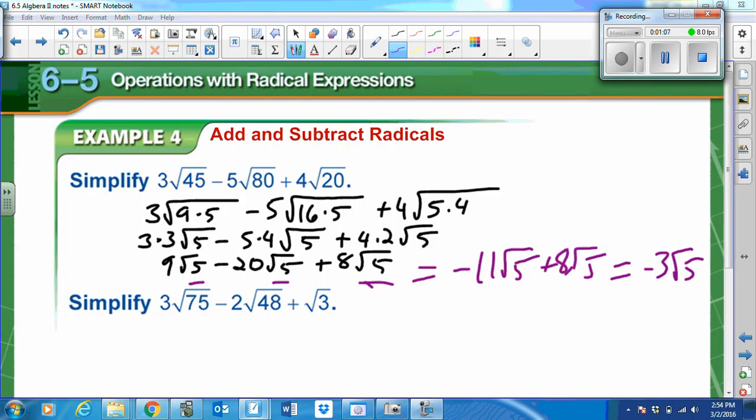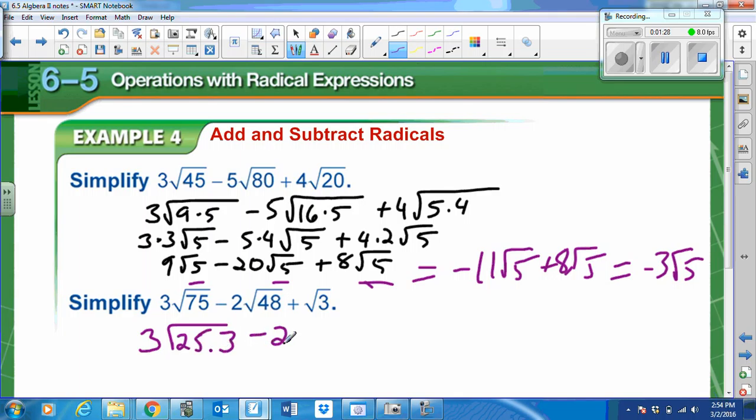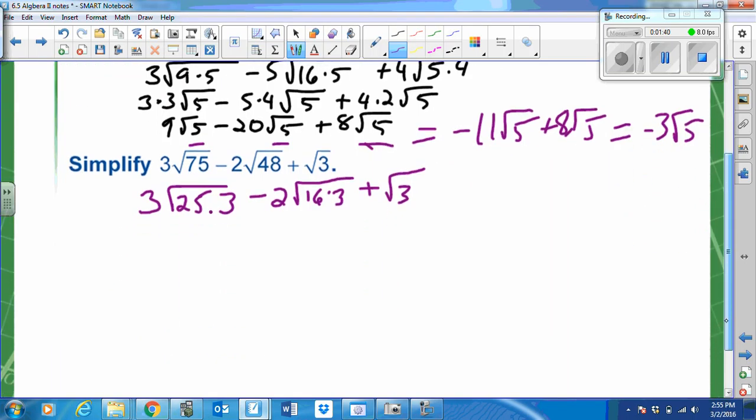So going down to the next problem, we have 3 times the square root of 75 minus 2 times the square root of 48 plus 3, the square root of 3. And we're always trying to figure out, are there perfect squares, in this case, that we can find underneath that radical? So I'm going to break down the square root of 75 into 25 times 3 minus 2. And I know 16 will go into 48, so I'm going to say that that's 16 times 3 plus square root of 3.